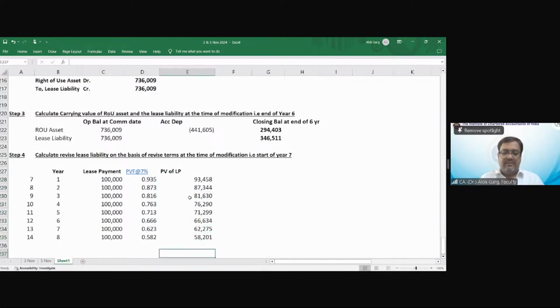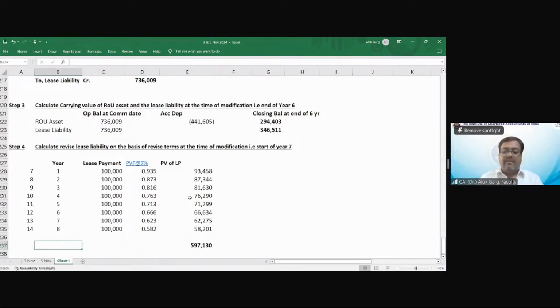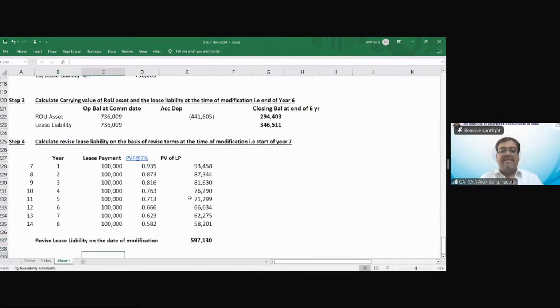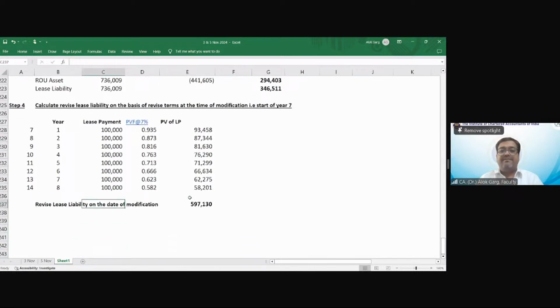What is the total? Present value. This is my present value of revised lease liability on the date of modification. Ginny, what is my lease liability? 346 existing. What is my revised lease liability? 597.